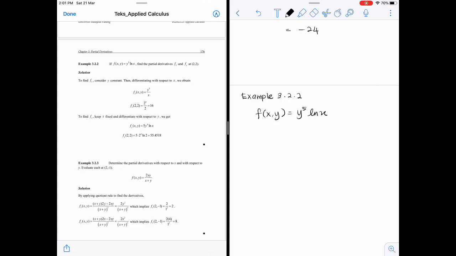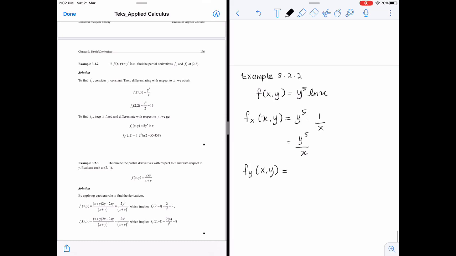So the first thing is to find the partial derivative of f with respect to x. Okay, always remember whenever we are differentiating our function with respect to x, y will always be a constant. So here we have y to the power of 5 times ln x, differentiate, we'll have 1 over x. So we are left with y to the power of 5 over x. Okay, next we move to find the partial derivative with respect to y. So we will consider x as a constant. So differentiate y to the power of 5, we will have 5y to the power of 4 ln x.